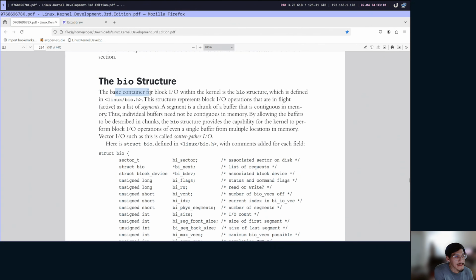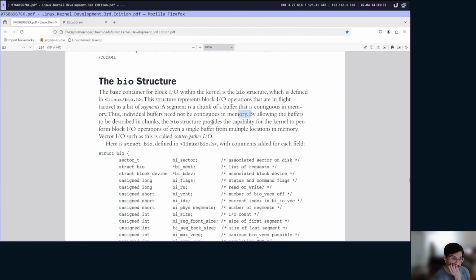The basic container for block I/O within the kernel is the bio structure, which is defined in linux/bio.h. This structure represents block I/O operations that are in flight, or active, as a list of segments. A segment is a chunk of a buffer that is contiguous in memory. Thus, individual buffers need not be contiguous in memory. By allowing the buffers to be described in chunks, the bio structure provides the capability for the kernel to perform block I/O operations of even a single buffer from multiple locations in memory. Vector I/O such as this is called scatter-gather I/O.